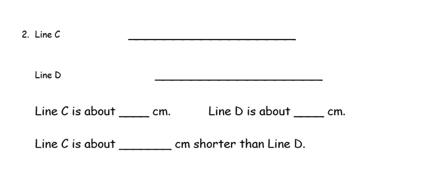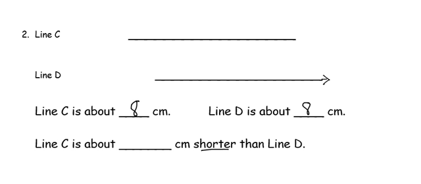When we measure line C, we find that it is about 8 centimeters long, and line D is also about 8 centimeters long. The question says line C is about blank centimeters shorter than line D. Well, if line C is 8 centimeters long and line D is 8 centimeters long, they're actually the same length. Line C might look like it's shorter because line D sticks off farther across the page than line C.